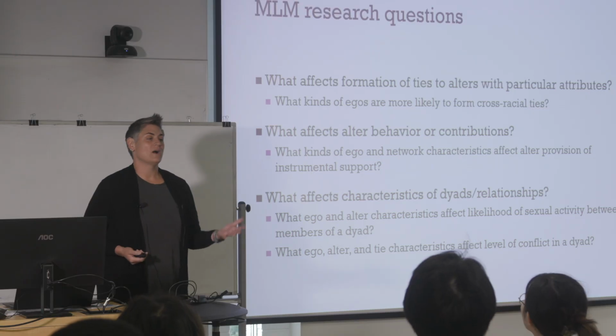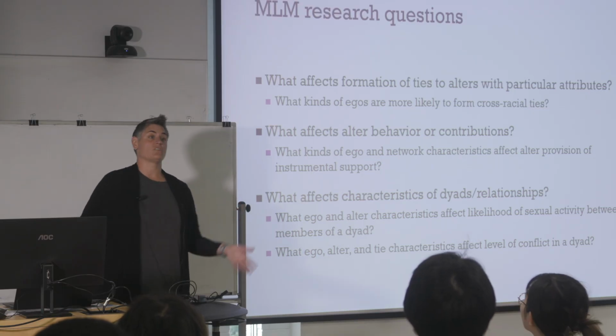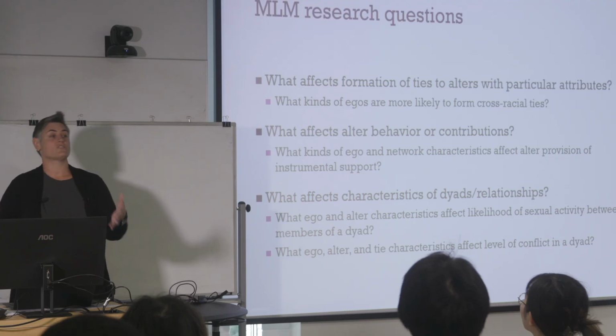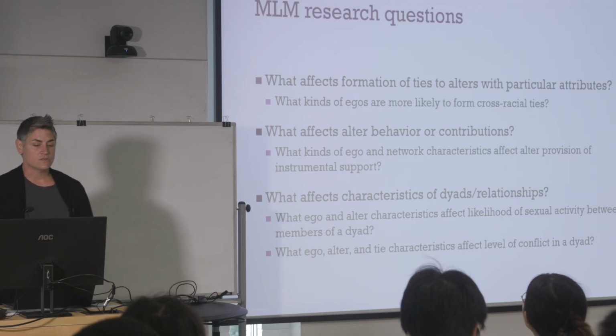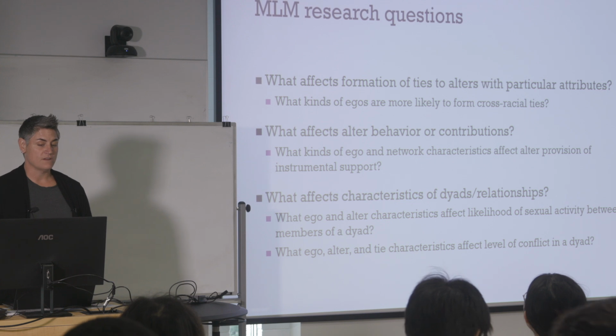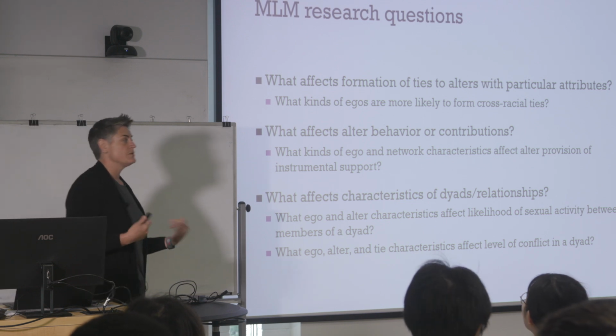So what kinds of egos form ties to particular kinds of alters? Like, who forms cross-racial ties, for example, or racially homophilous ties? You can also ask about what affects alter behavior or alter contributions to ego.